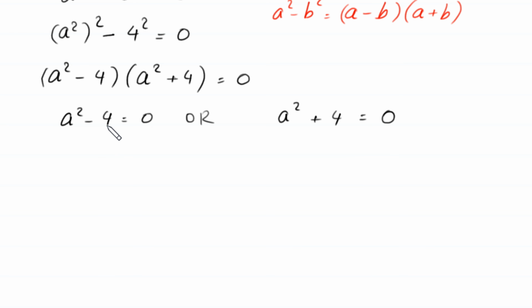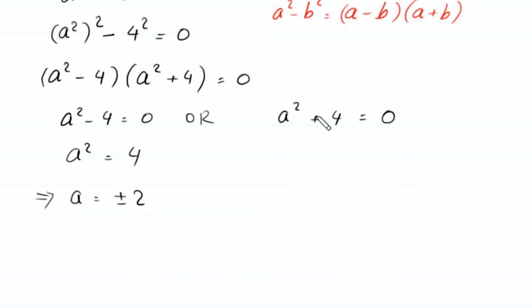From this equation we move this negative 4 to the right hand side, then a squared will be equal to 4. And if we take a square root of both sides, then this implies that a is equal to plus or minus 2.